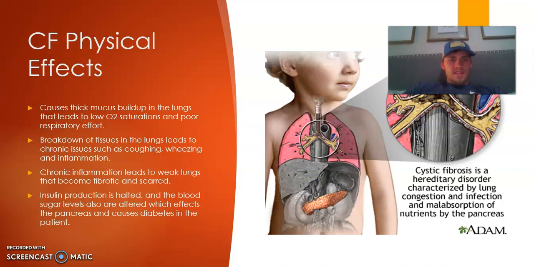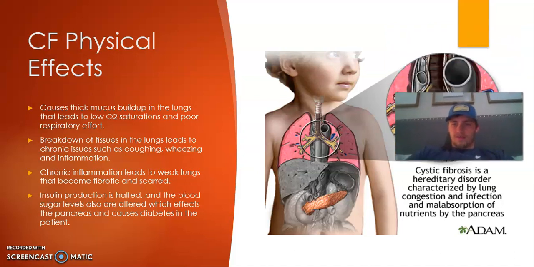Cystic fibrosis physical effects. It causes thick mucus buildup in the lungs that leads to low O2 sats and poor respiratory effort. Breakdown of tissues in the lungs leads to chronic issues such as coughing, wheezing, and inflammation. Chronic inflammation leads to weak lungs that become fibrotic and scarred. Insulin production is halted, and the blood sugar levels are also altered, which affects the pancreas and causes diabetes in some patients.